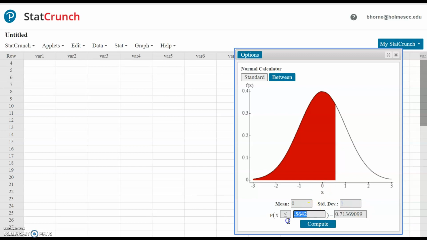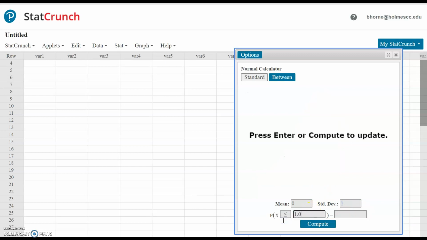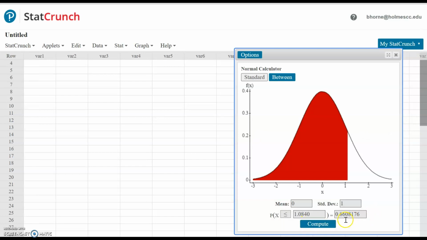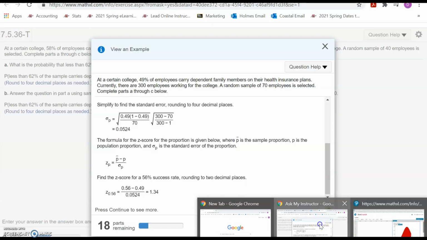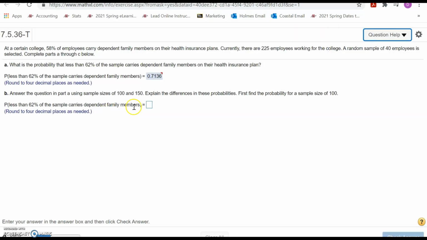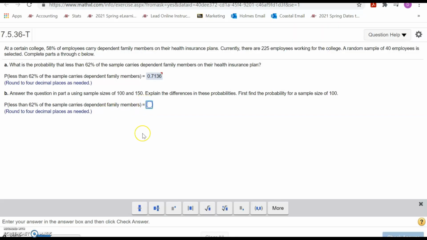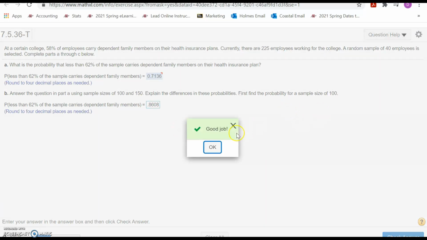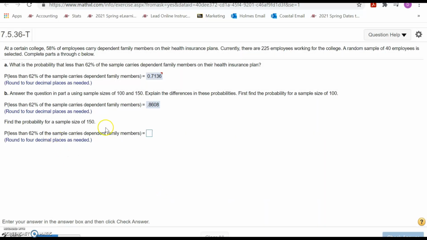And then we're going to put in 1.084. Let me make sure. 1.0840. So we get 0.8608. Let's check that. Okay? All right. Find the probability that the sample size is 150.